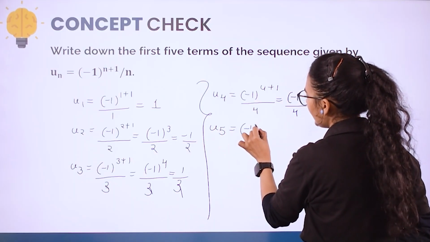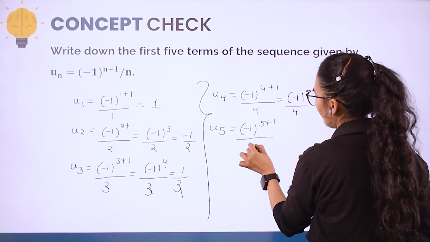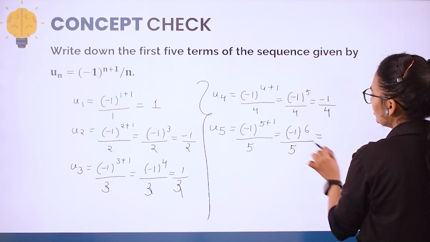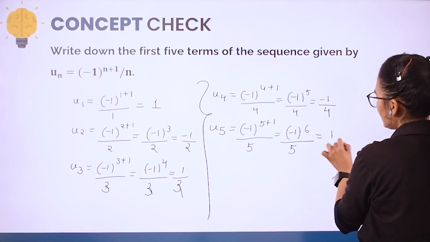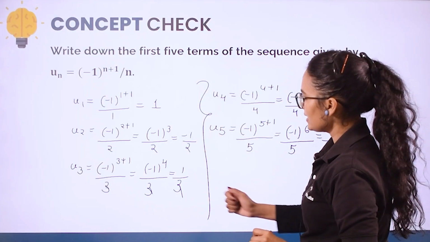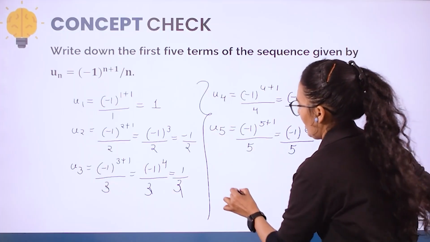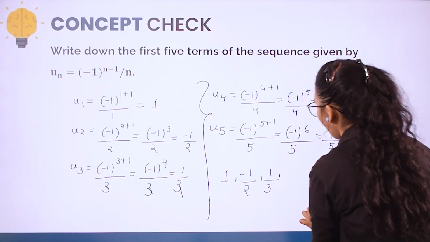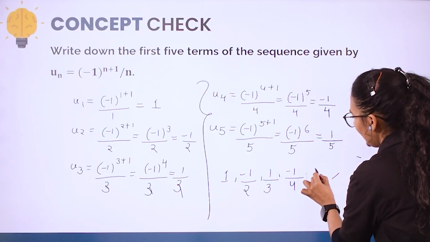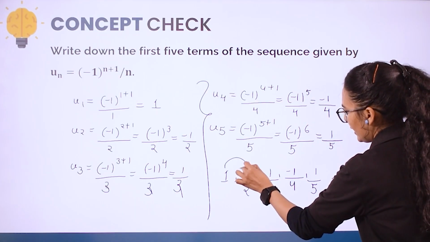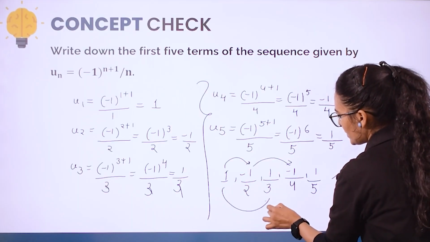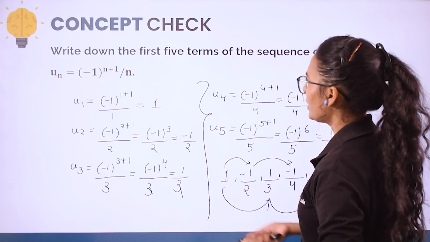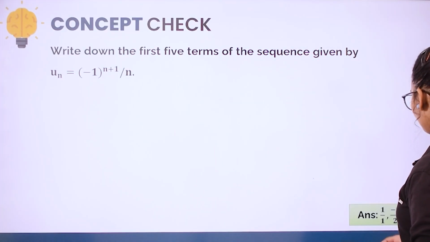That is minus 1 raised to the power of 5 plus 1 divided by 5. So minus 1 raised to the power of 6 divided by 5. So that will be equals to, again, even power, positive answer divided by 5. So what did I get as the answer here? 1, minus 1 by 2, 1 by 3 and minus 1 by 4. Alternate terms are negative, and alternate terms are positive, like this. So yes, these are the first 5 terms for this sequence. You can see the answer here.